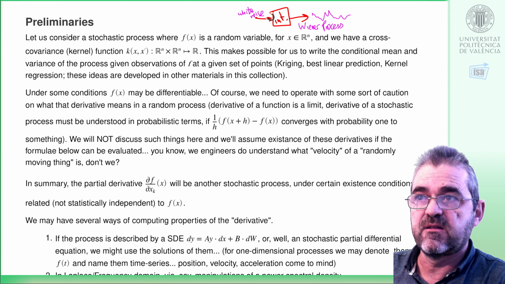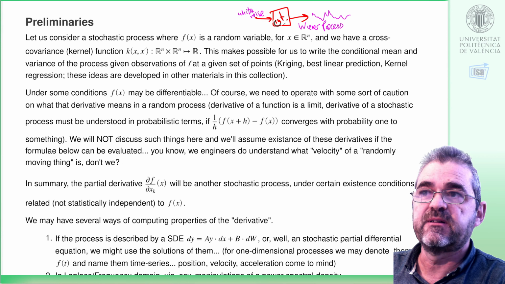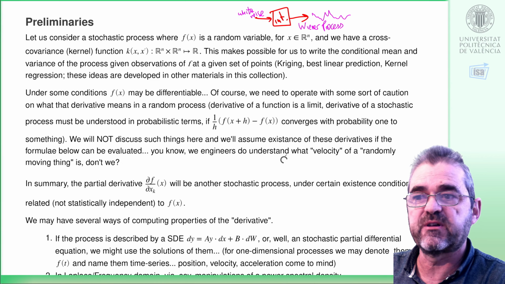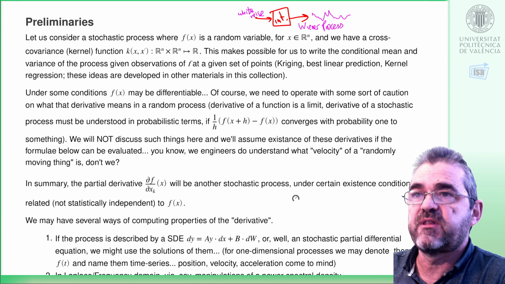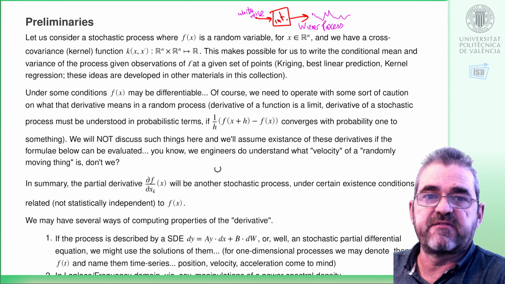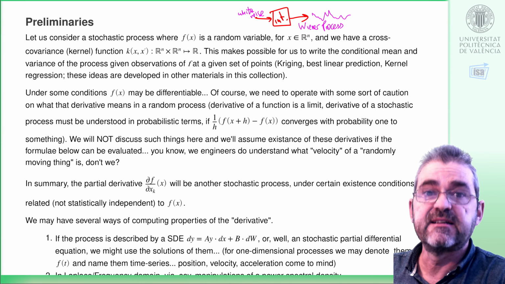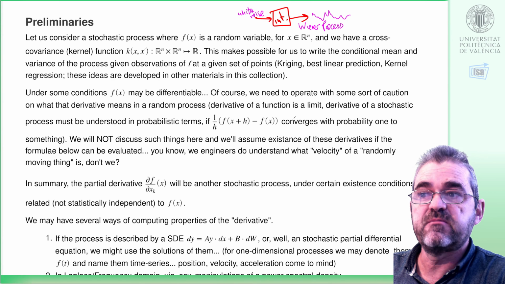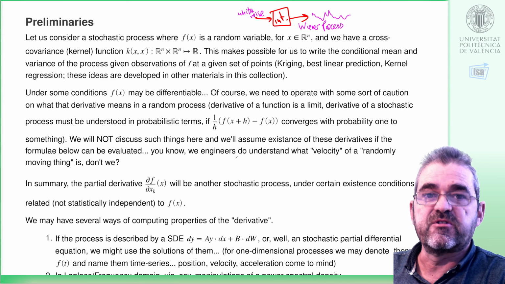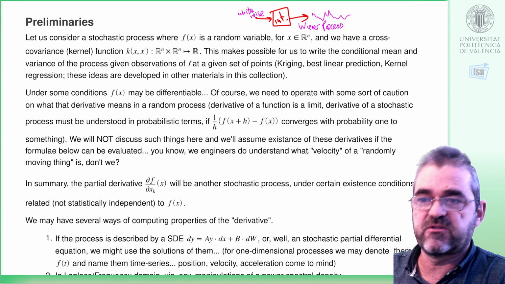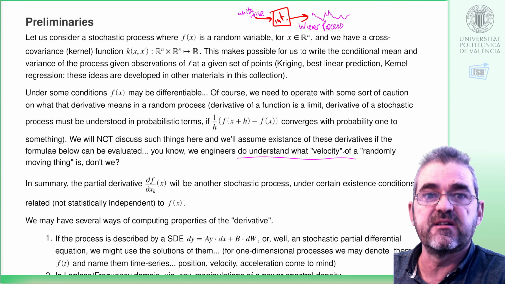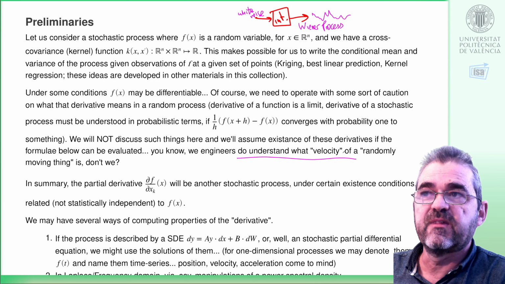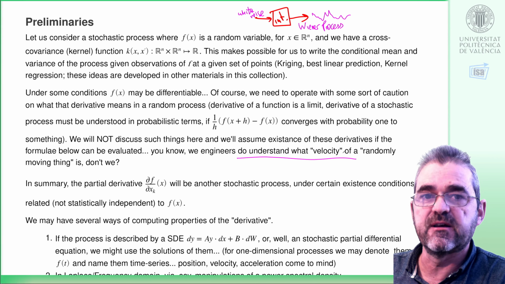We'll not discuss those issues and simply say that, if the formulas we are going to write below actually work and give a finite value, then it will be because those derivatives exist. But a rigorous analysis would be needed from a mathematical point of view. But in here we are considering an engineering audience, so we understand what velocity of a randomly moving thing is. Then that thing is the thing we are going to compute here.